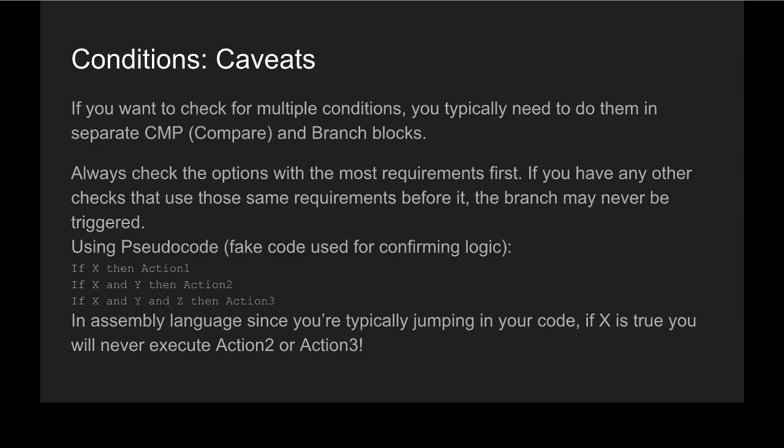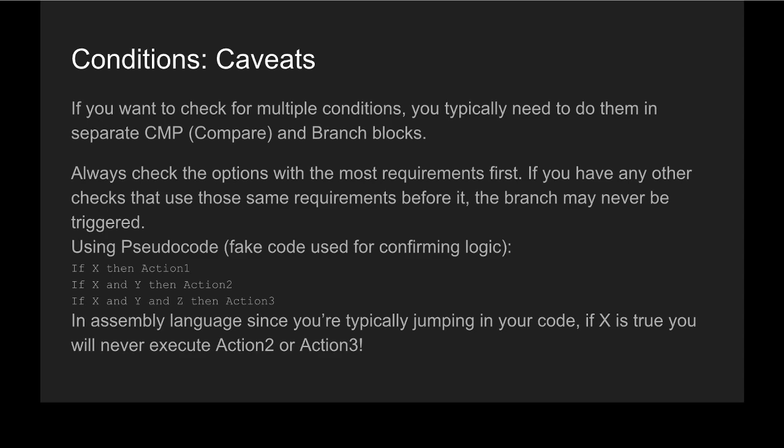So here are some things that you need to be careful of when you're working on condition trees. If you want to check for multiple conditions, you typically need to do them in separate compare and branch blocks. Always check the options with the most requirements first. If you have any other checks that use the same requirements before it, the branch may never be triggered.